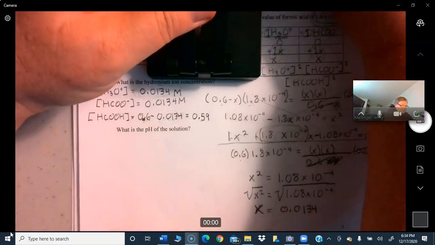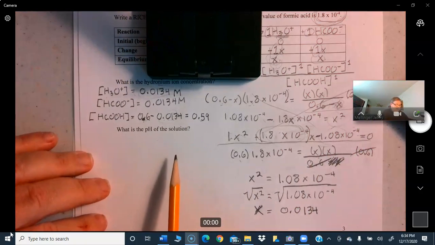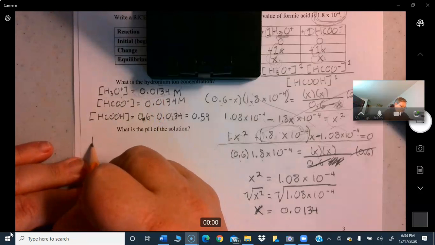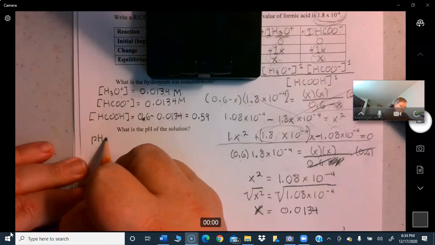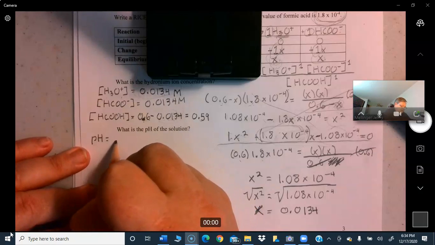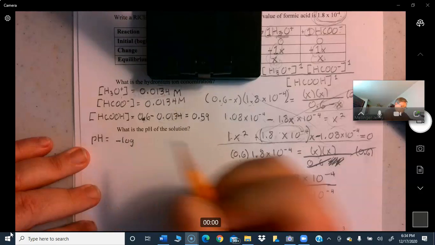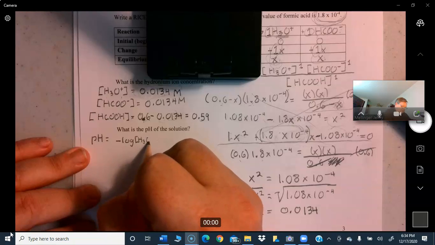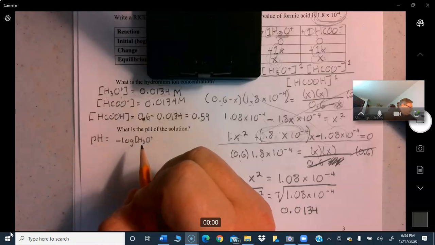Okay, so let's go ahead and figure out, we know the hydronium ion concentration, so the pH equals negative log of the H3O. Again, this is straight off your acid-base roadmap. And here it is right here.